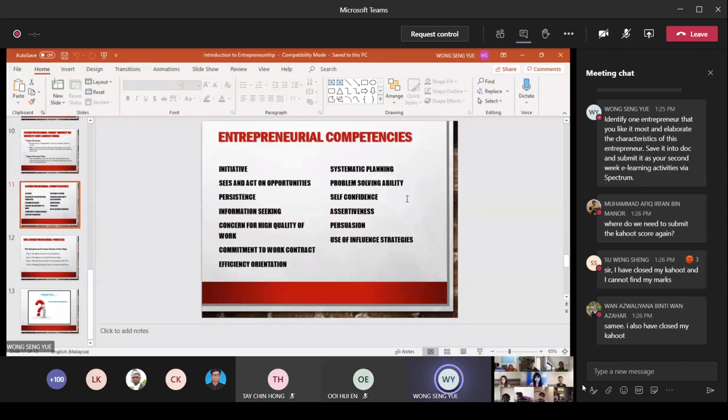So therefore, it's very important that we have someone, some idol, that you like most. Then you try to abstract some competency and some characteristics of this person, and at the same time apply them in your life. Then at that time, mostly you will succeed. So you write a very short essay, then submit it as your second e-learning activity.